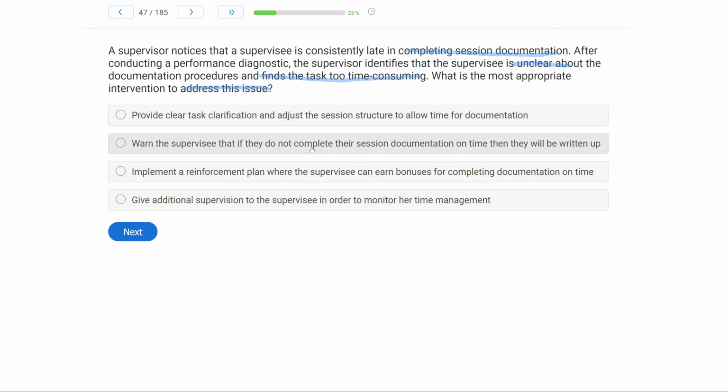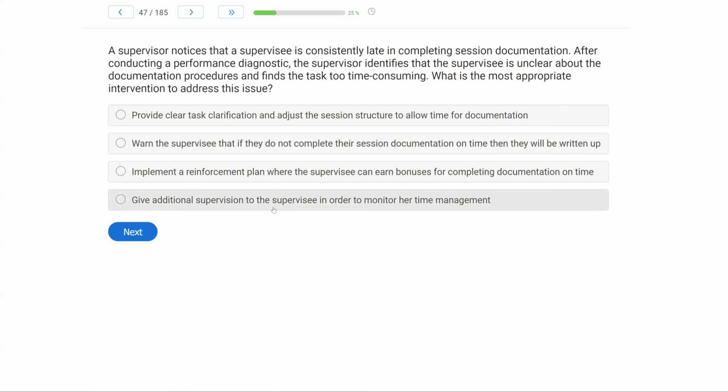Warn the supervisee that if they do not complete their session documentation on time, they will be written up. Well, now you're threatening, borderline punishing, depending on how it affects the behavior, but it's not tackling the issue at hand, which is that the supervisee is still unclear and the task is too time consuming. So just punishing them for not completing documentation is not addressing the issue. C, implement a reinforcement plan where the supervisee can earn bonuses for completing documentation on time. That would be great, right? But are we addressing the problem? Does that fix the fact that it is unclear and that they might not have time to do it?